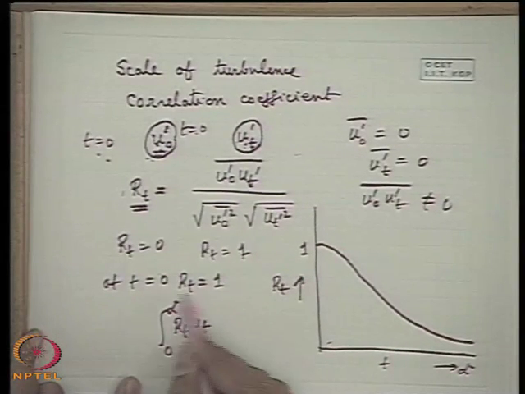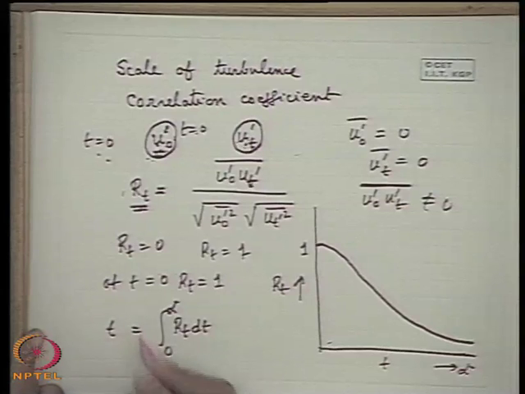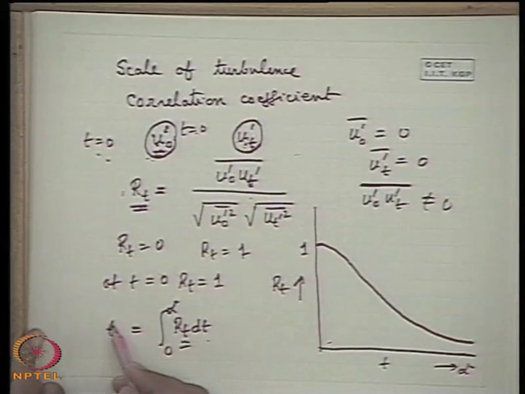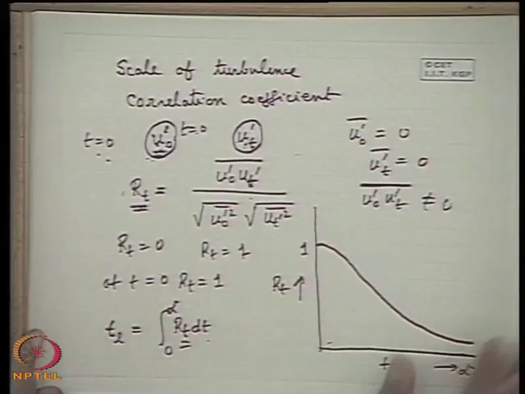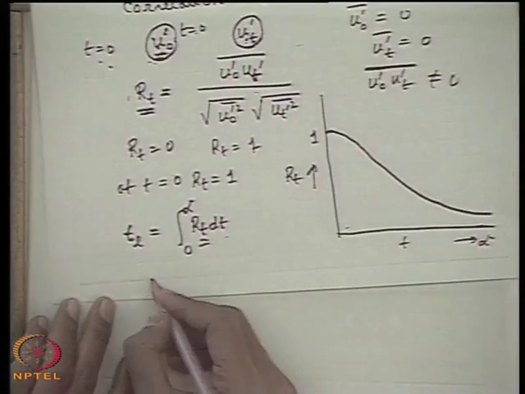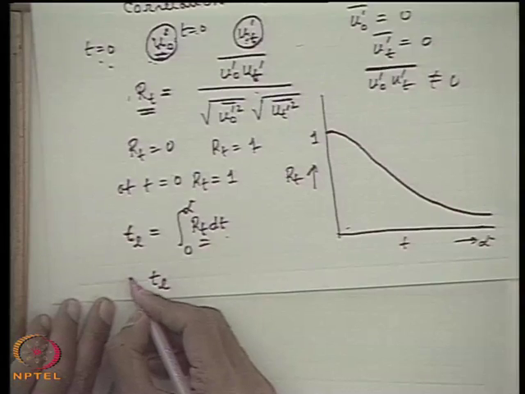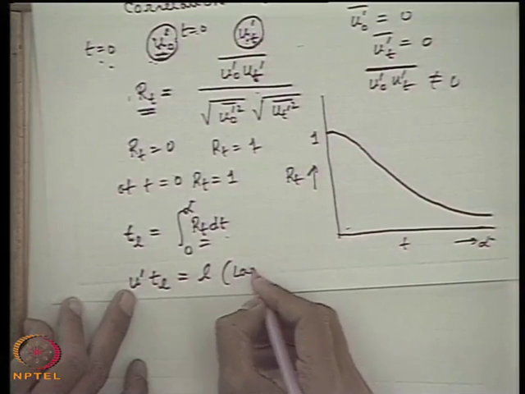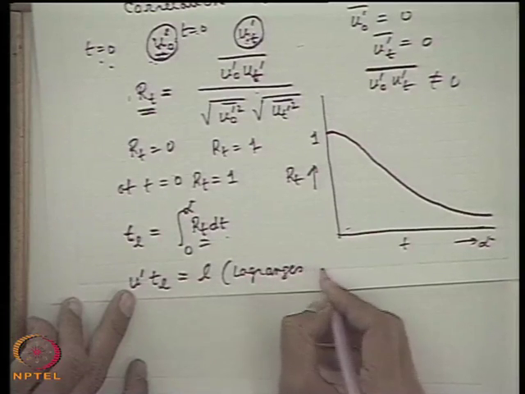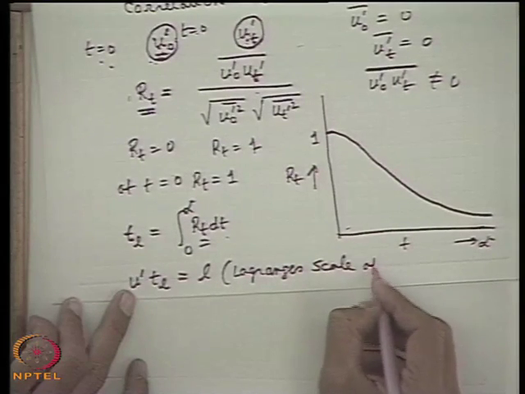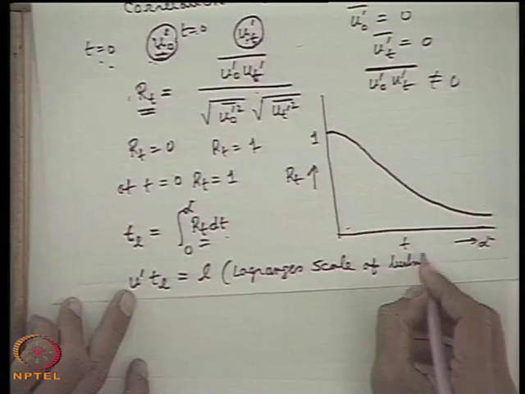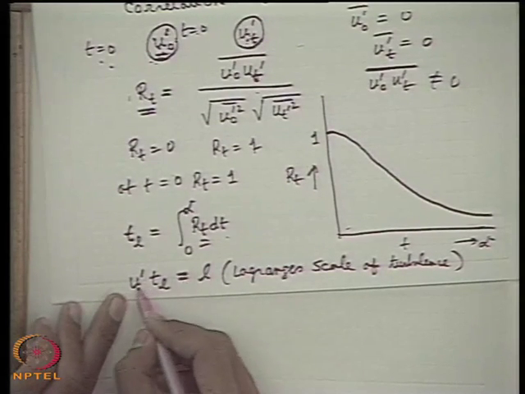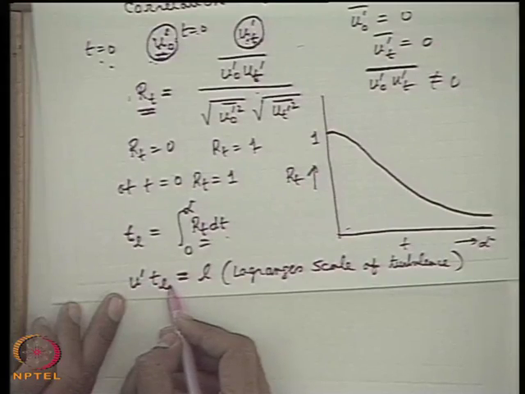This becomes a temporal characteristic of the turbulent flow. This is a time unit, RT is non-dimensional, dt, so this represents a time scale TL, and if TL is multiplied with u dash, this gives you a scale L, which is known as the Lagrangian scale of turbulence. So, at any instant, at a point, the Lagrangian scale of turbulence is given by this quantity.